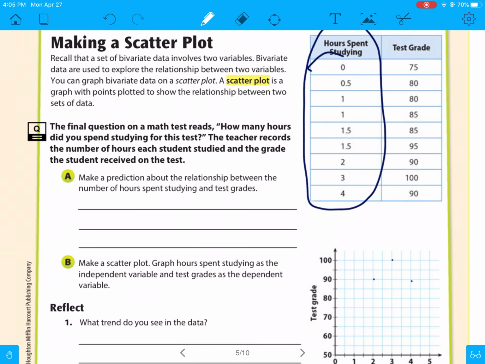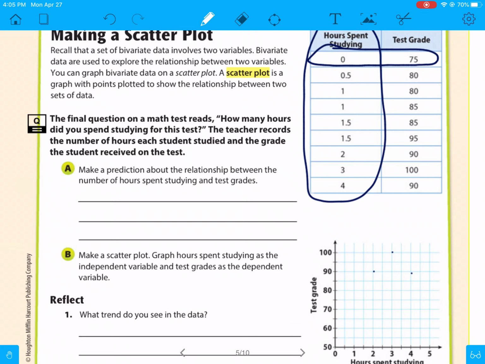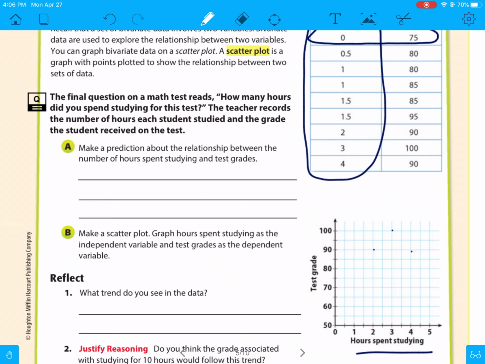So what we're going to do is take your first one. They didn't study at all, so 0 hours, they got a 75%. So we're going to put a dot right there at the 75. The next one, studied for a half hour, got an 80. Studied for 1 hour, 80%. 1 hour, 85%. 1.5 hours, 85%. So this is a scatter plot.